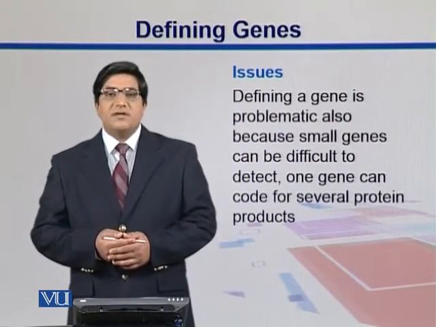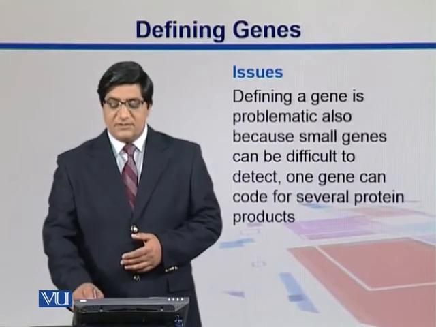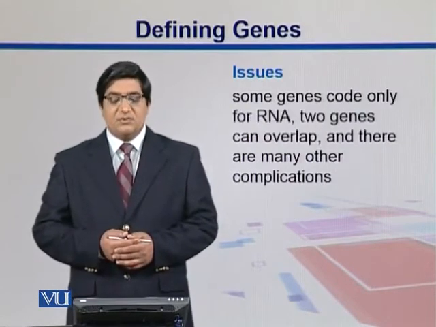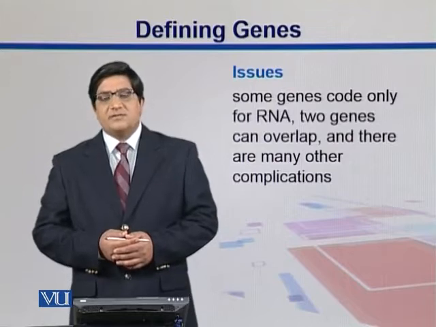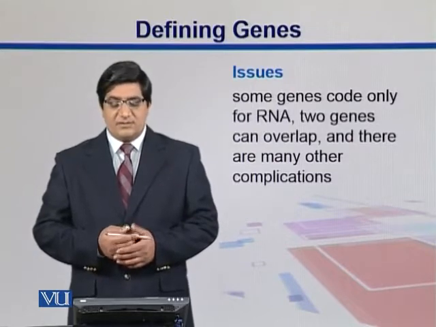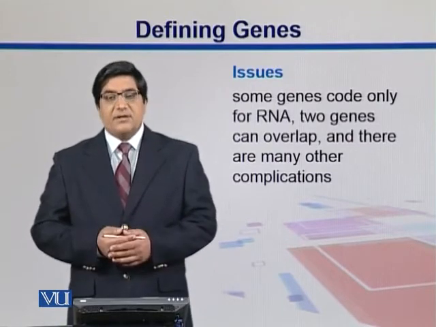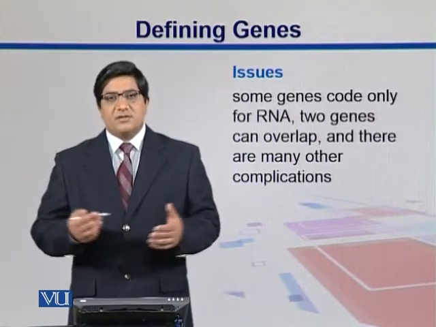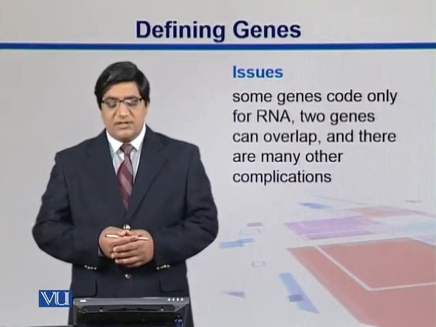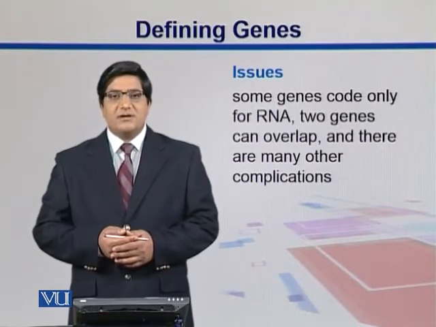One gene can code for many proteins, and there are some other issues, like some genes can code only for RNA, and sometimes two genes can overlap, and they can produce a chimeric product. So these kinds of issues make this situation really complicated.